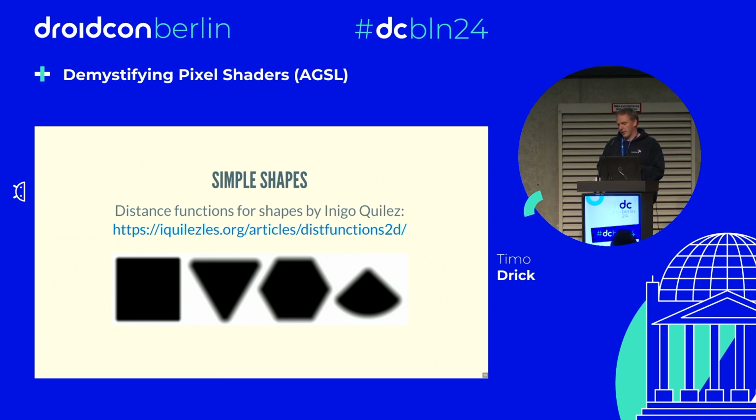Of course, there are not only functions for circles. There are a lot more. Here are just some samples of box, triangle, hexagon, and pie shapes. And Inigo Quilez has a very good website with articles about these distance functions. Not only 2D, also 3D, but for our case, 2D is enough. So these are the basics, the simple shapes.